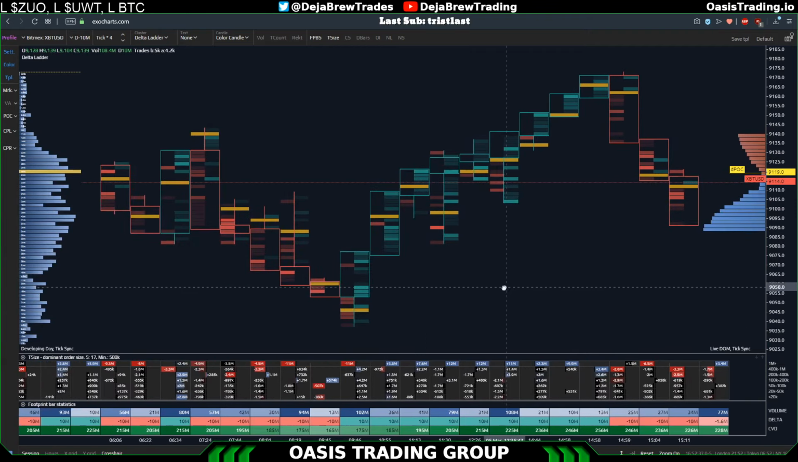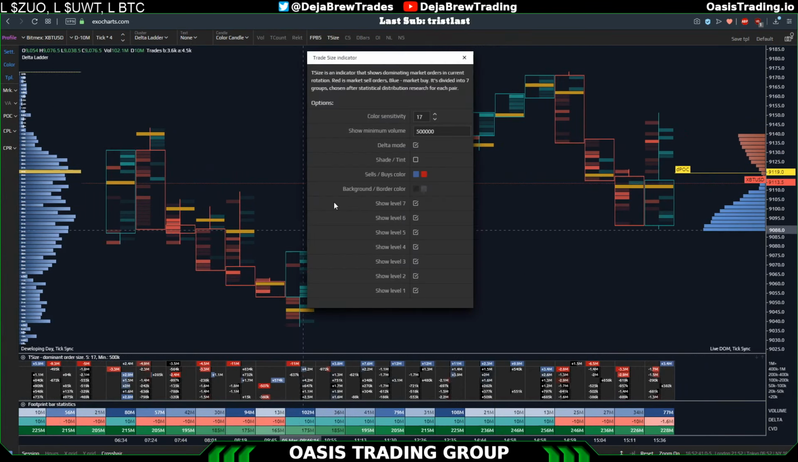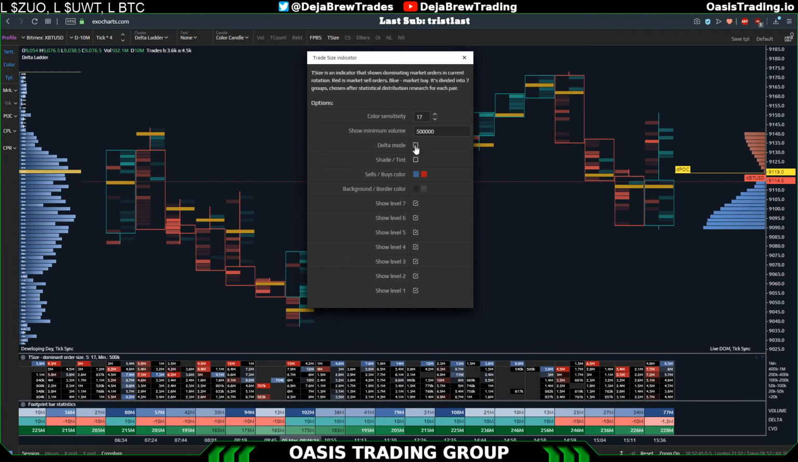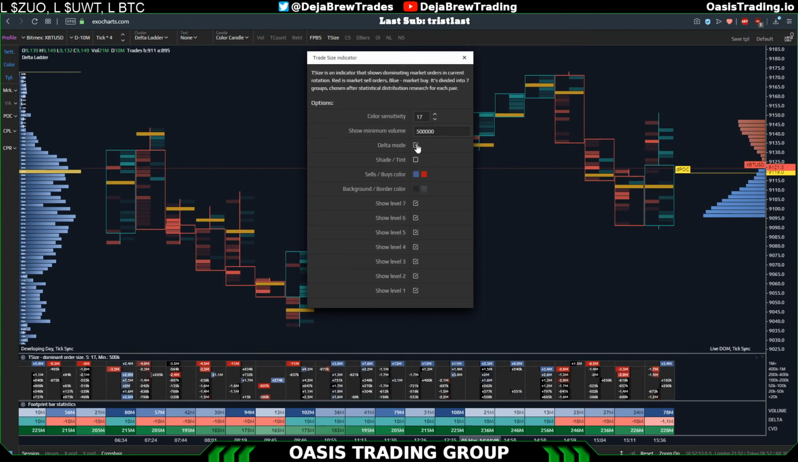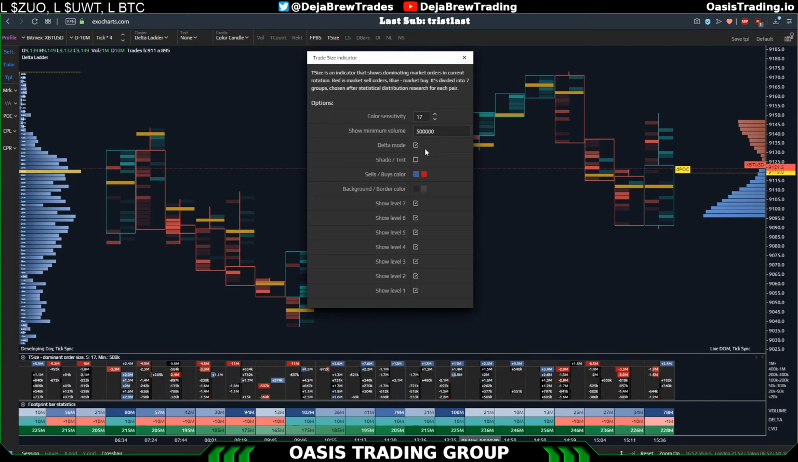So what it shows you, there are 2 different ways you can use this. You can go into the settings, and there is the delta mode and there's the regular mode. Since this is my delta chart, I use the delta mode. I don't care about the overall volume. I just care about the delta volume, okay? You can use both. They're both very helpful, but for right now, I'm just going to go over the delta version.